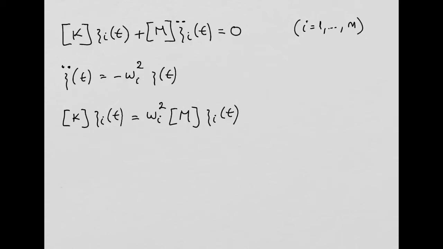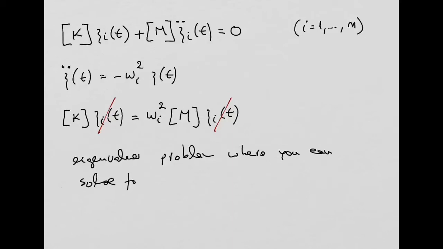And if you look carefully, this term cancels with this, so at the end you will have an eigenvalue problem. Right? At the end, I can write here, this is going to be an eigenvalue problem where you can solve for omega i. Okay?